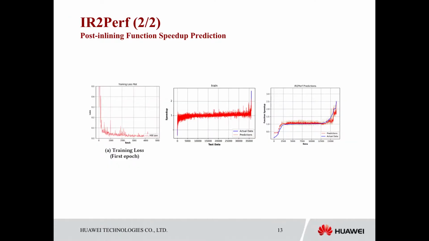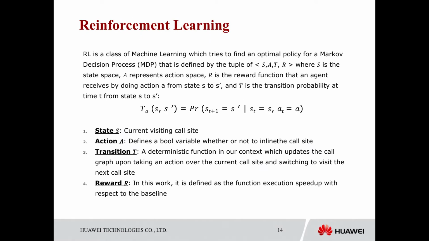So these are a bunch of training flows. You see that on the first epoch, the IR2Perf converges pretty fast after a few batches, and this is how close we were on the training data. And this is one of the test examples, for which we hold out that specific application and then use it as test. So we are within 10 to 15% error rate on that end. The blue line is the actual speed up, and the red line is the predicted speed up for IR2Perf.